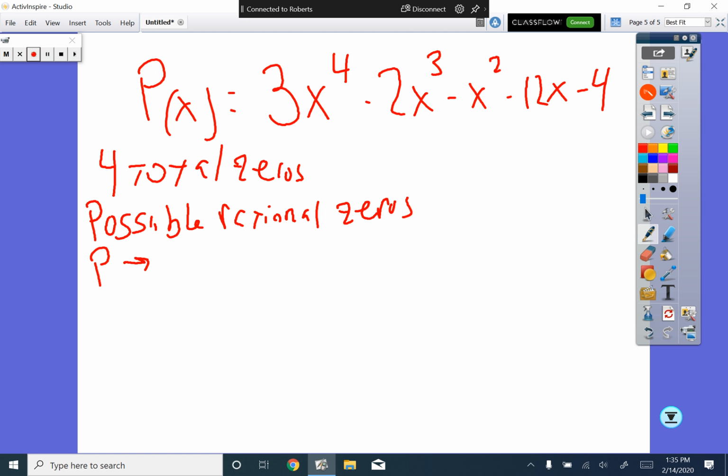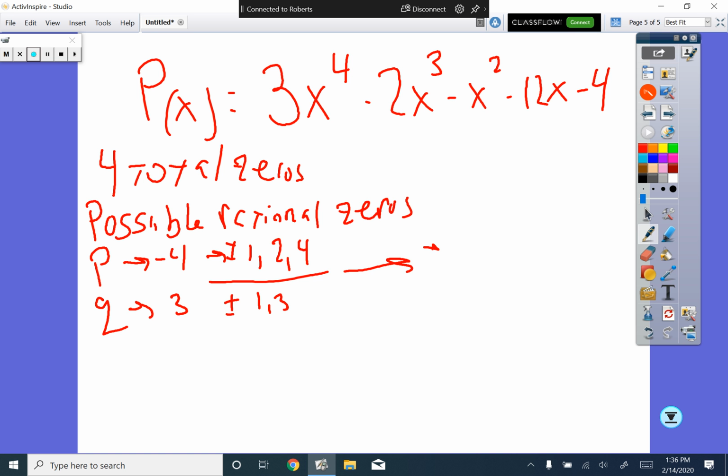Come on, guys. Negative 4. So the factors of negative 4 are plus or minus 1, 2, 4. Who's my Q? 3. That's plus or minus 1 and 3. So my possible rational zeros are plus or minus 1, 2, 4, 1/3, 2/3, 4/3.